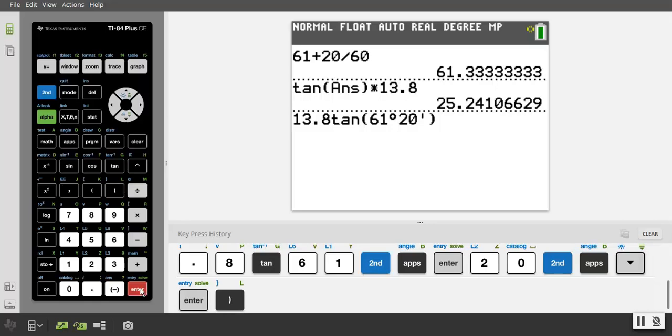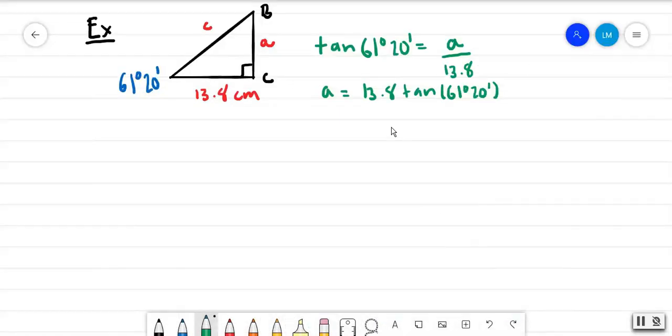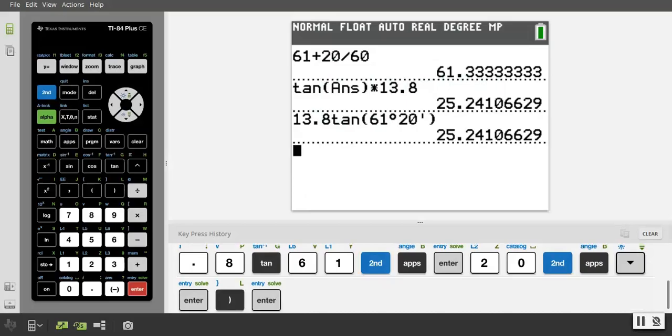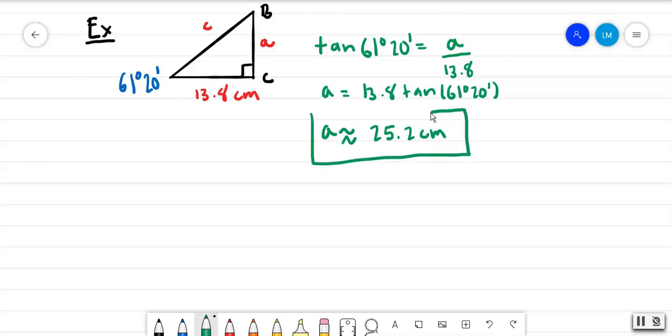And then we'll just hit enter. So 25.2. So we found the missing side, and this is definitely not to scale, it's okay. The missing side, A, is 25.2. So we'll just put 25.2 centimeters. Okay, so that's side A.